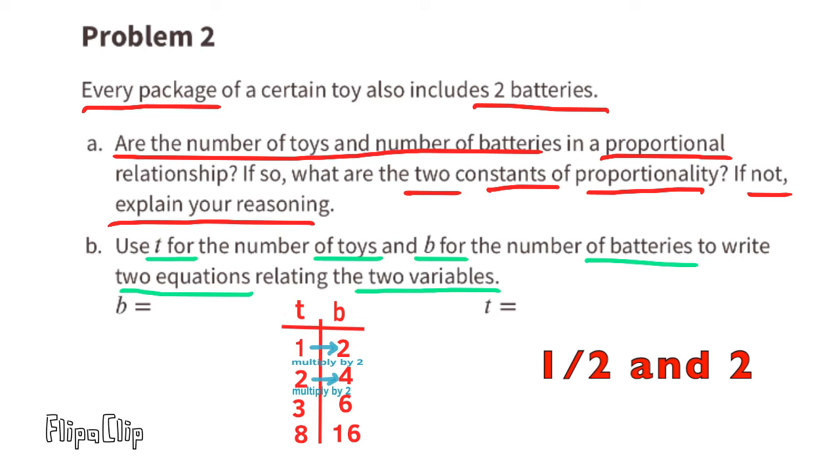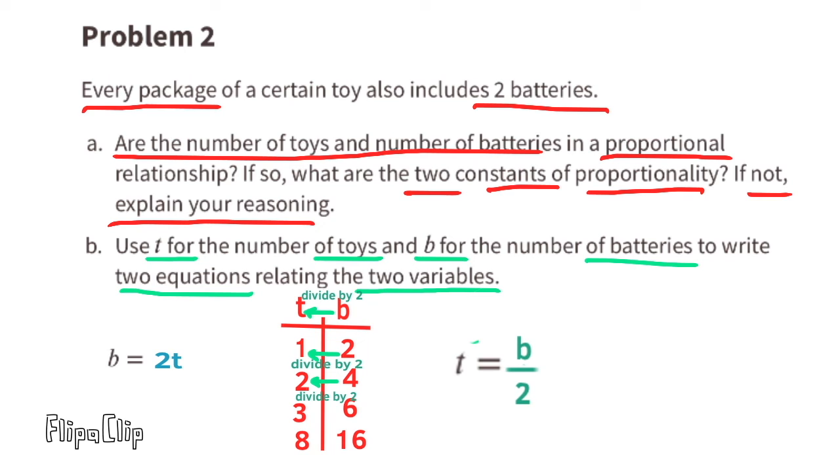B. Use T for the number of toys and B for the number of batteries to write 2 equations relating the 2 variables. We can write the equation B equals 2T because the number of batteries always equals 2 times the number of toys. We can also write the equation T equals B over 2 because the number of toys is always equal to the number of batteries divided by 2. Or T equals 1/2 times B because the number of toys always equals half the number of batteries.